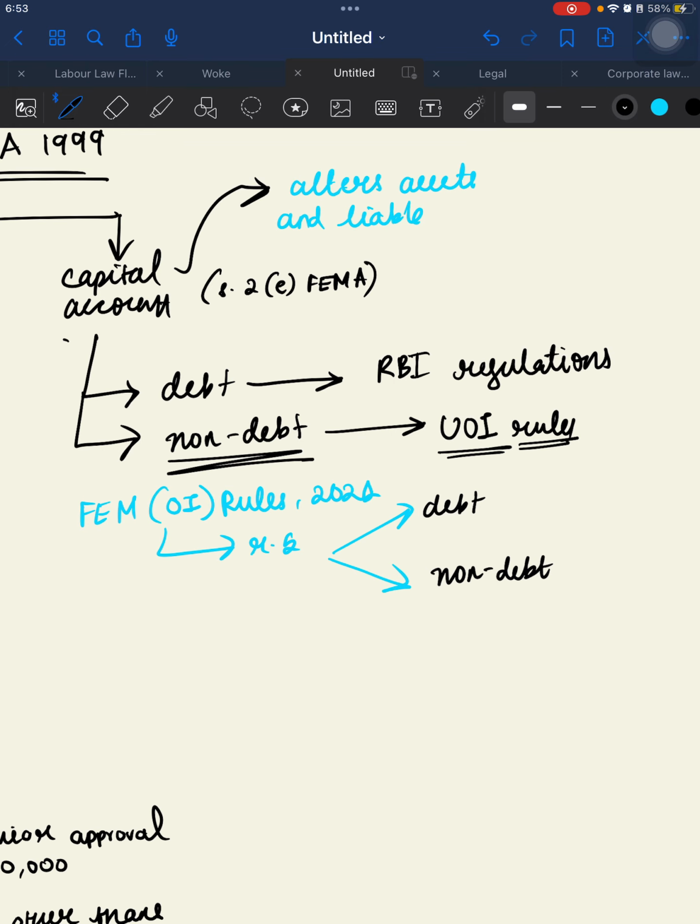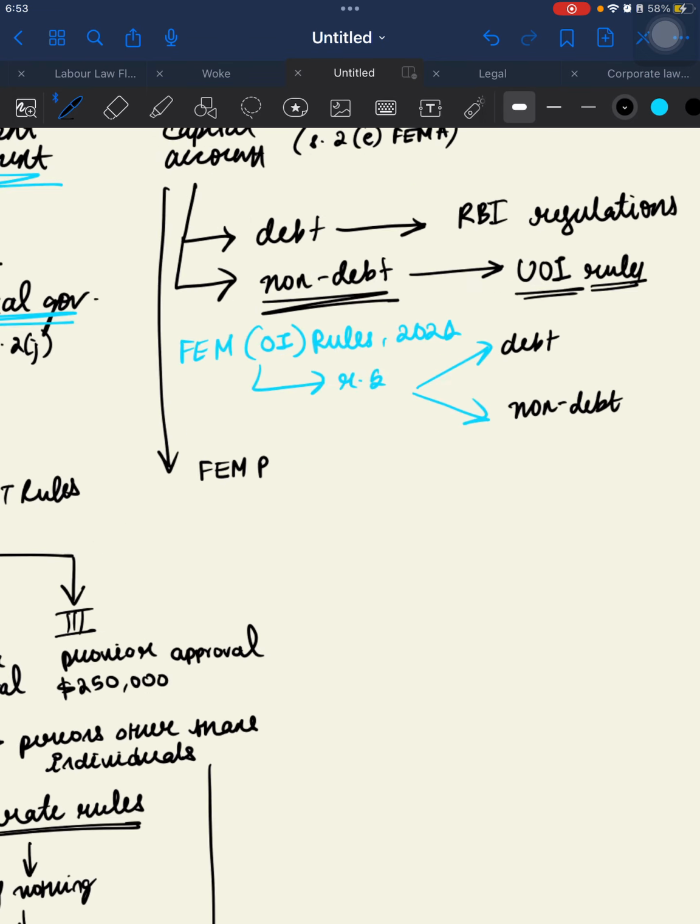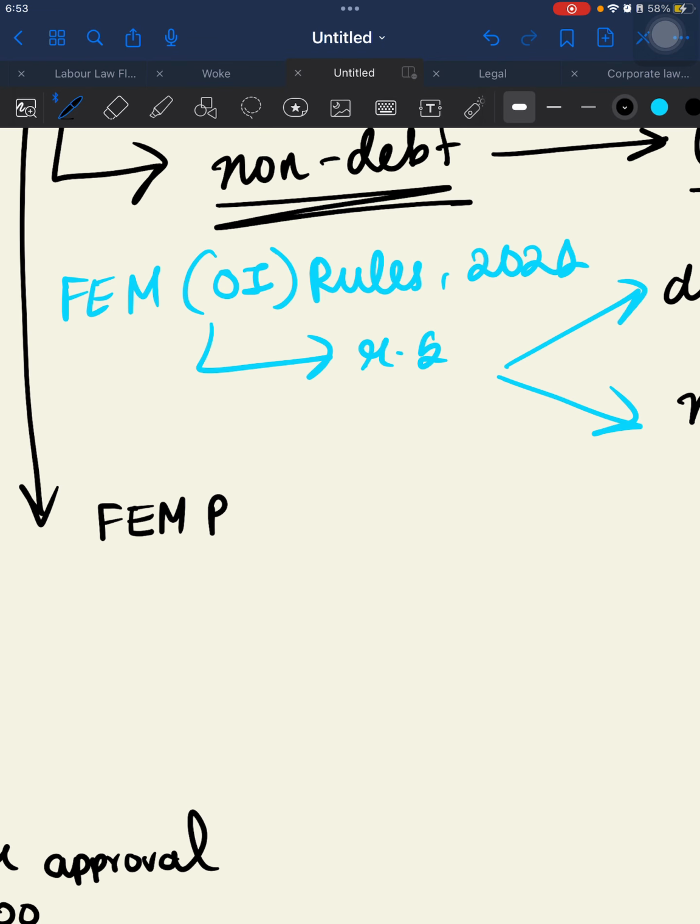For capital account transactions rules, we generally refer to the FEMA Permissible Capital Account Transactions, the Foreign Exchange Management Permissible Capital Account Transactions Regulations, FEMPCAT. Sorry, regulations, yeah. No, wait, is it rules or regulations? Anyway, you refer to these capital account transactions regulations.